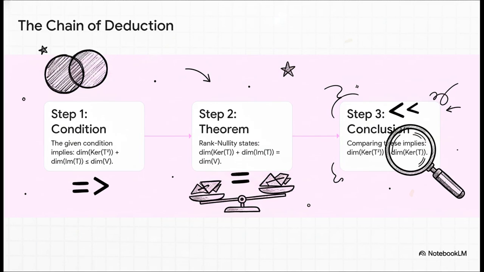Okay, follow the logic here. First, that given condition about the zero intersection lets us use the dimension theorem for sums, which gives us the inequality you see in step 1. Now just hold that thought and look at step 2. The rank nullity theorem gives us a hard and fast equality. Now, if you compare step 1 and step 2, they're almost identical. And that forces the conclusion in step 3, the dimension of the kernel of T squared has to be less than or equal to the dimension of the kernel of T.